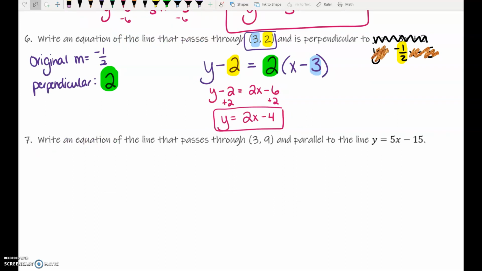How are you feeling about this? Better when it's a slope of 2 and not a slope of negative 1/3? Yeah. Number 7 is a little bit easier. Write an equation of the line that passes through the point (3, 9) and is parallel to the line y = 5x - 15. What's the only number that we care about in that equation? The 5. So cross everything else out. We don't care. We only want the 5.